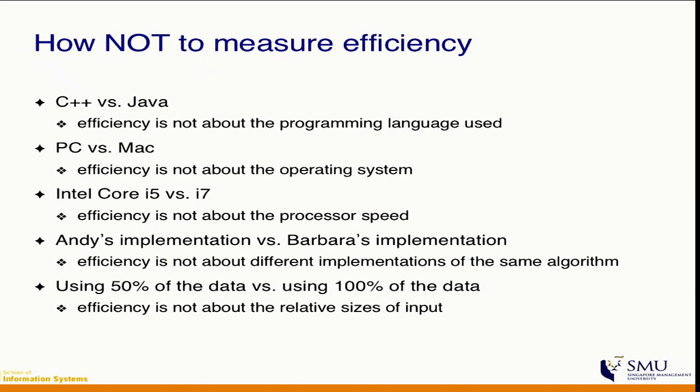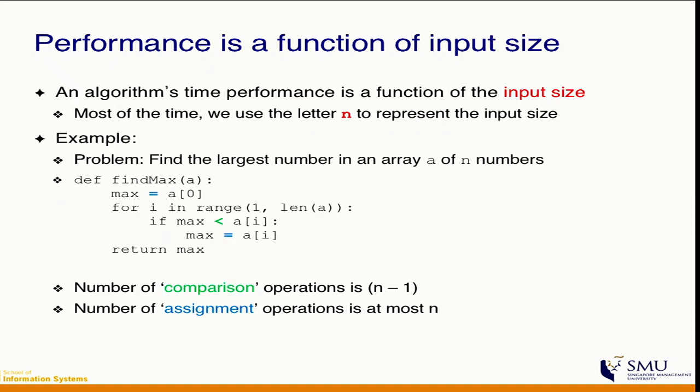The same thing in terms of who implemented it or how much data you use, because these are outside of the algorithm. You can always get the best person to implement it, or you can always use the same amount of data. So that doesn't affect the quality of the algorithm. The quality of the algorithm depends only on the number of operations that it takes to solve the problem.